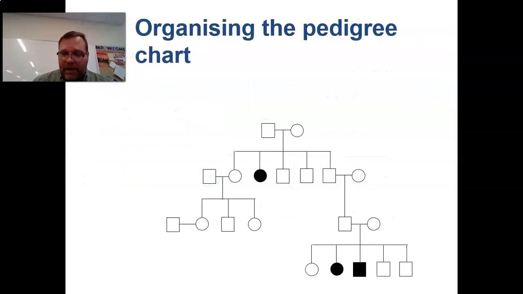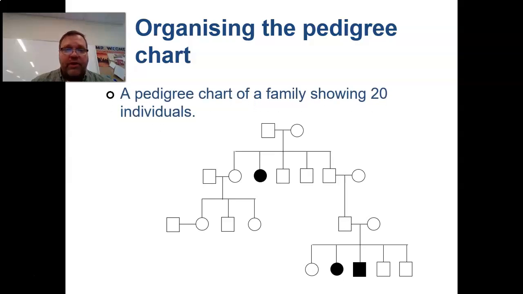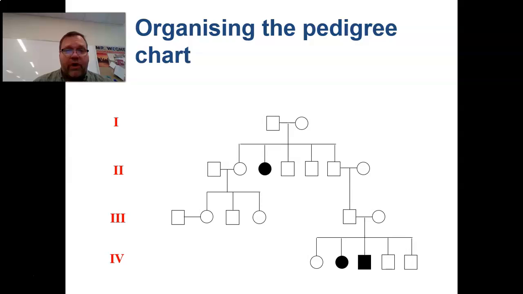So here's the organization of a pedigree chart. This is kind of what something would look like. We're showing 20 different individuals. Squares, of course, are men. Circles are women.